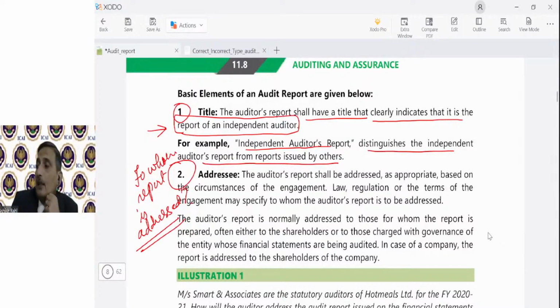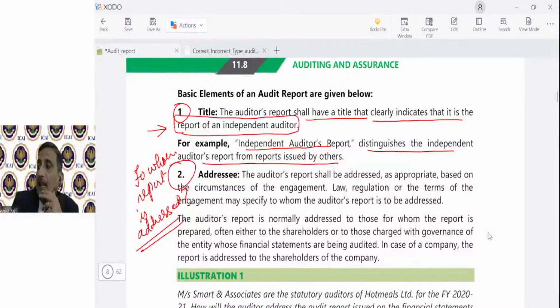Yes, guys, come on, tell me. Let us test your IQ. In case of a company, auditor is appointed by whom? At AGM. AGM में auditor को कौन appoint करता है? Yes, tell me.